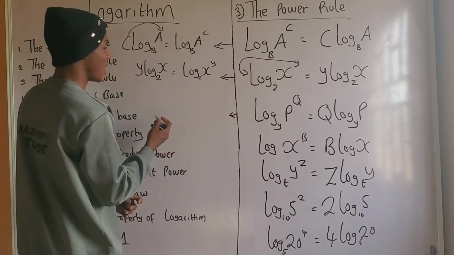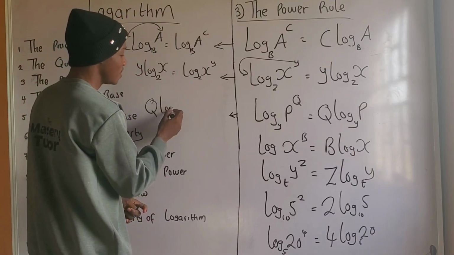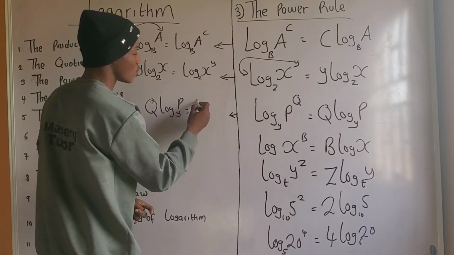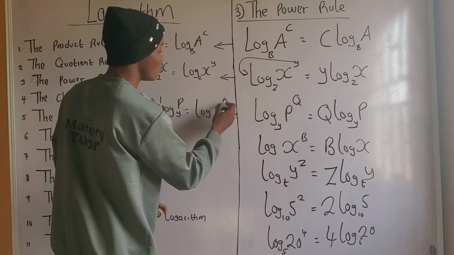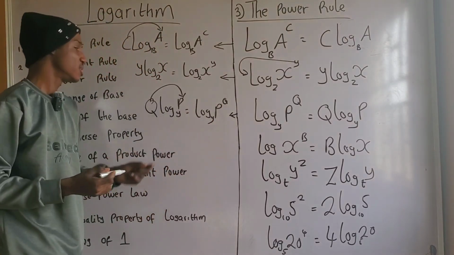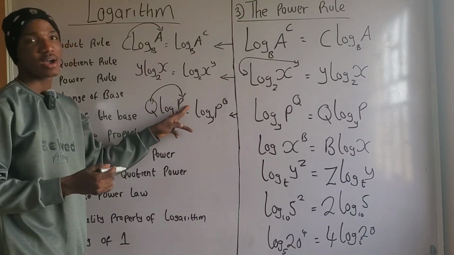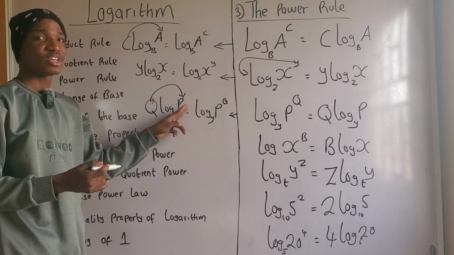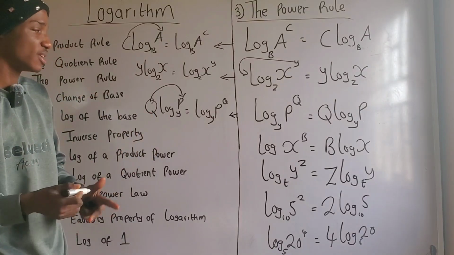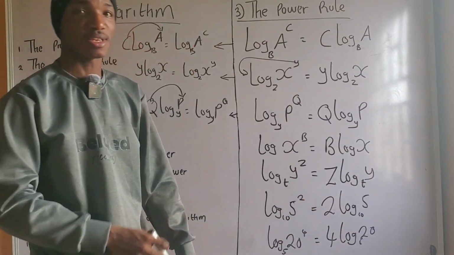This one also can be reversed. Q multiplied by log p base y will be equal to log p to the power of q base y. Do you understand? The power that is multiplying the log becomes the power of the log again. Do you understand? So it's just as if reversing the case. I want you to attempt this. Reverse this case, reverse this, and the others like that.